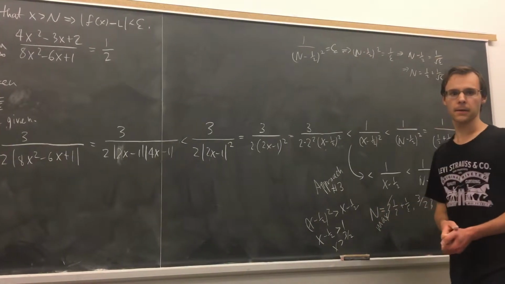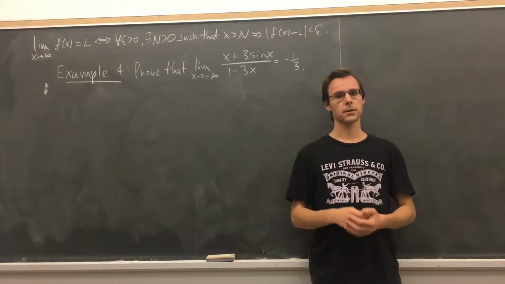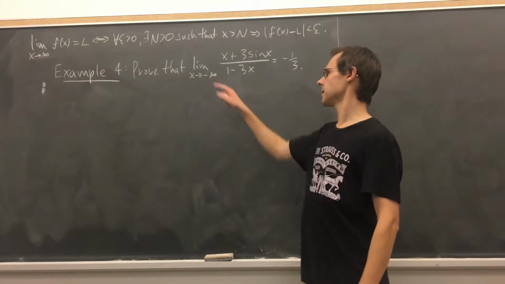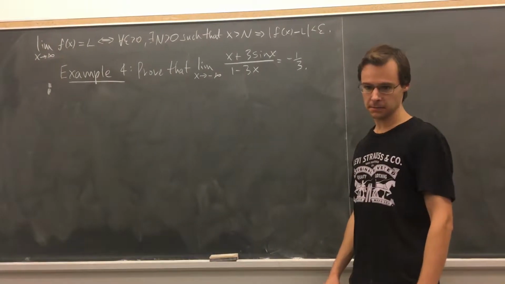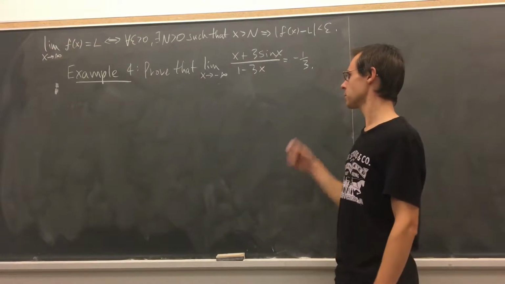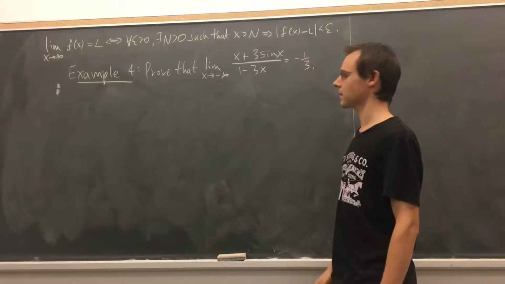Okay. Let's do one more example. So the last example we'll do today is the following. We're going to prove that the limit as x approaches negative infinity of x plus 3 sine x over 1 minus 3x is equal to negative 1/3.